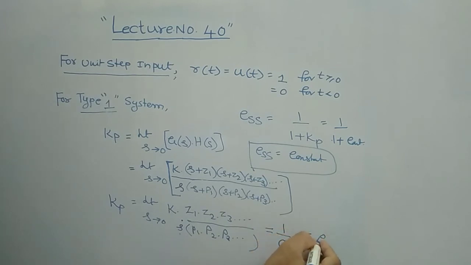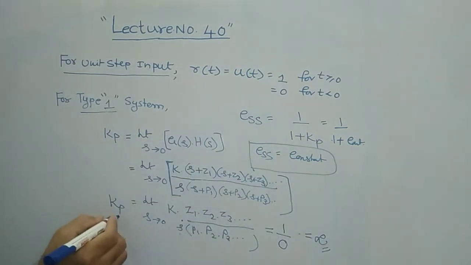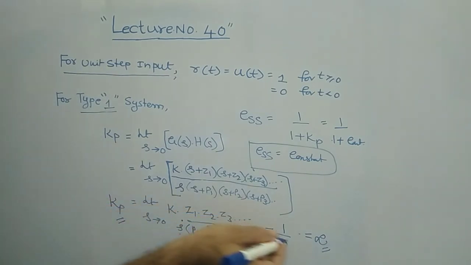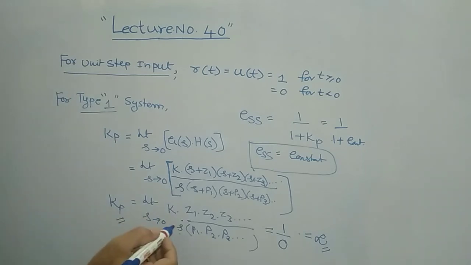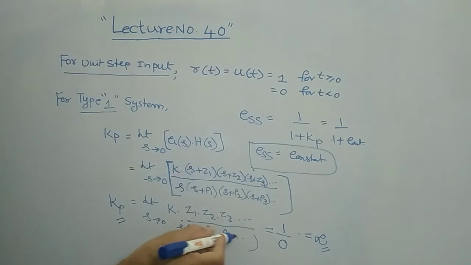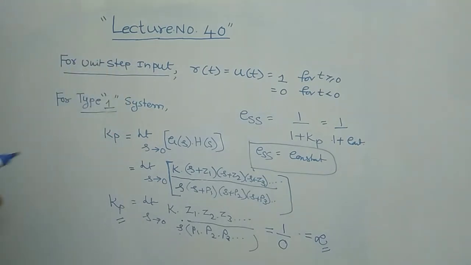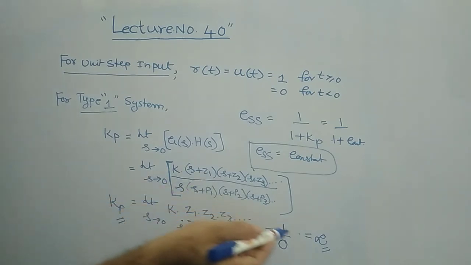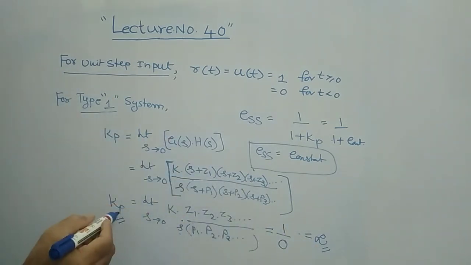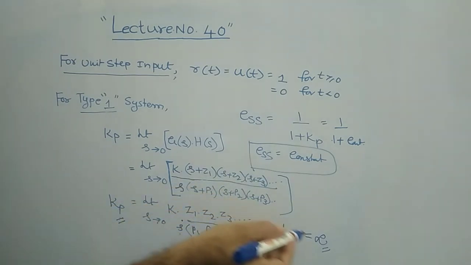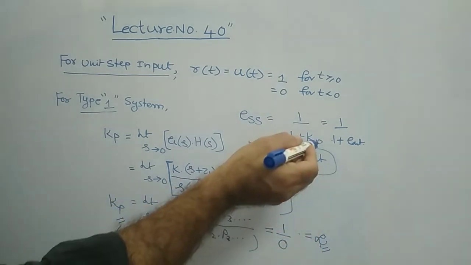Infinite. Therefore what is the position error constant? Infinite, because of the 1 by s. If you apply limit s tends to 0, meaning in the s place you apply 0, something by 0 is infinite. That is the position error constant. Therefore, for a type 1 system with step input, your position error constant becomes infinite.